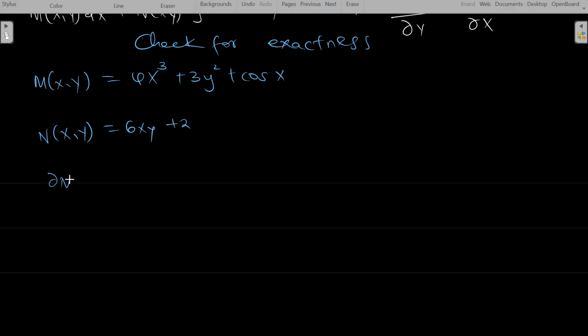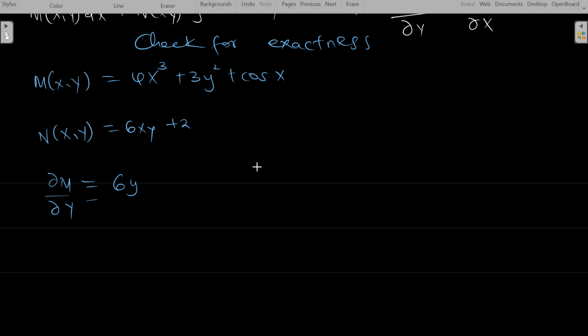The partial of M with respect to y: I'll do the derivative of M with respect to y. Where there is an x term in the equation, I'll treat it as a constant, so differentiating it gives 0. For the y squared term, I'm getting 6y. And cos of x is in terms of x, so it goes to a constant.